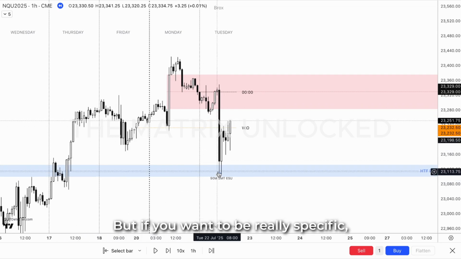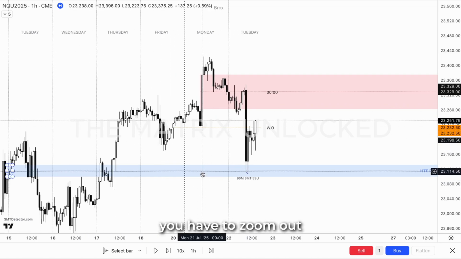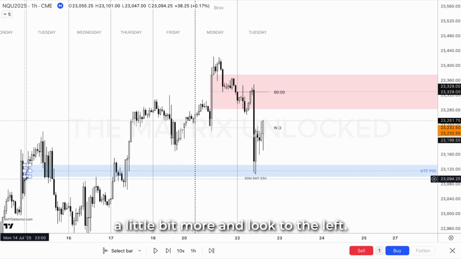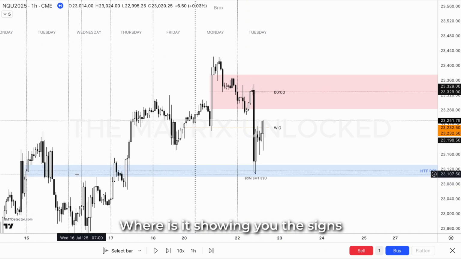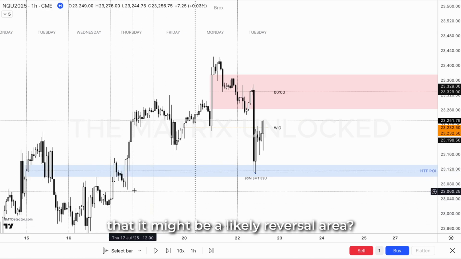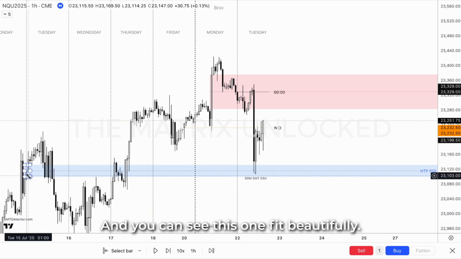But if you want to be really specific, you have to zoom out a little bit more and look to the left. Where is price slowing down? Where is it showing you the signs that it might be a likely reversal area? And you can see this one fit beautifully.